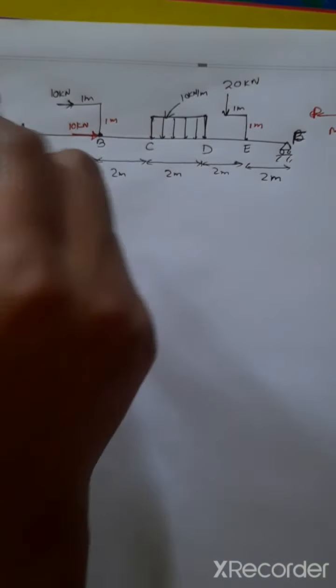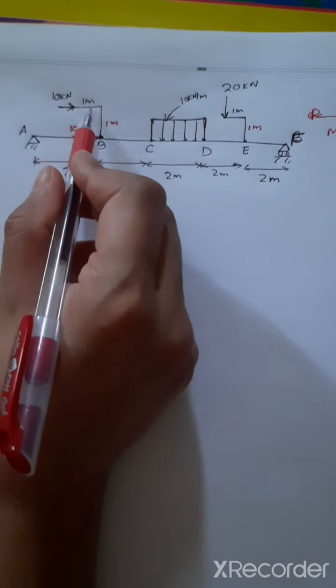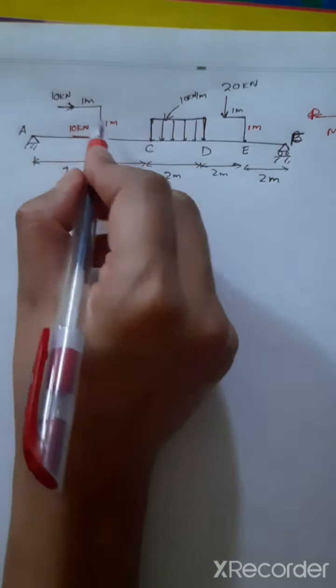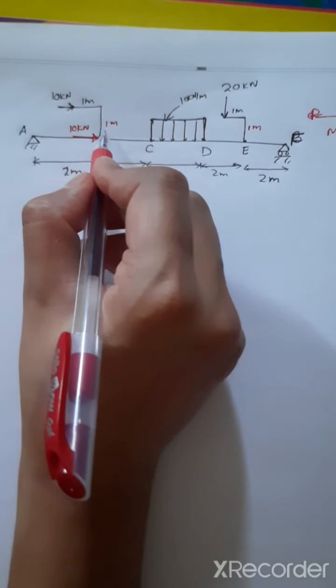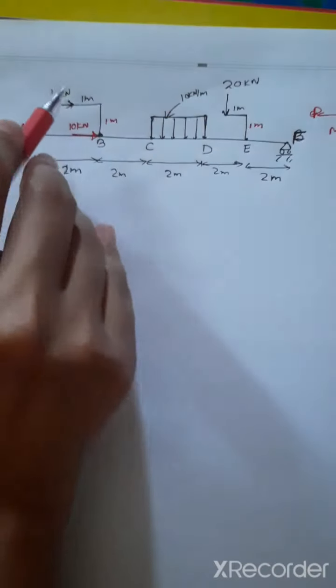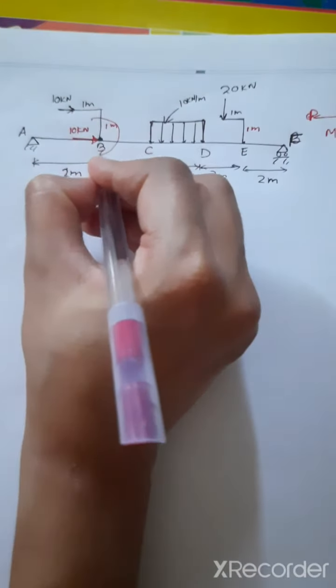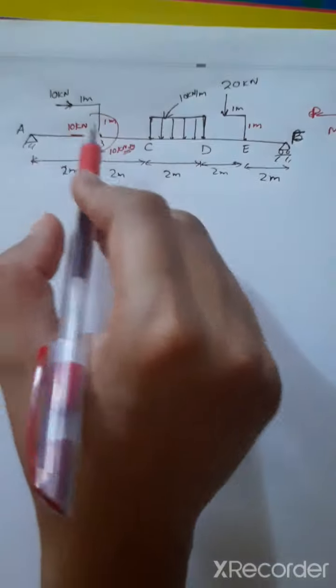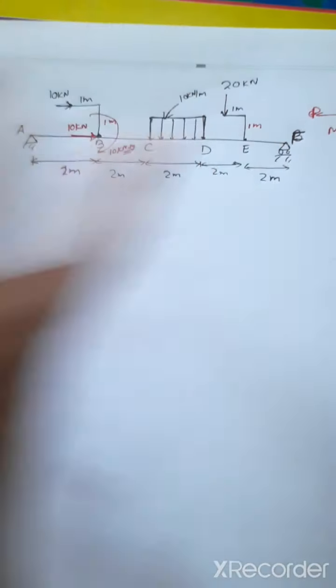So this load which is of amount 10 kilonewton will also give a moment. Okay, so load into the perpendicular distance, that is 1 meter, will give us the moment. The moment direction will be clockwise. This will give us a moment of amount 10 kilonewton meter in clockwise direction. Okay, so we have resolved this portion.